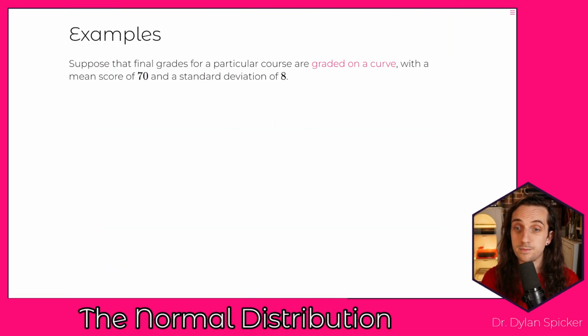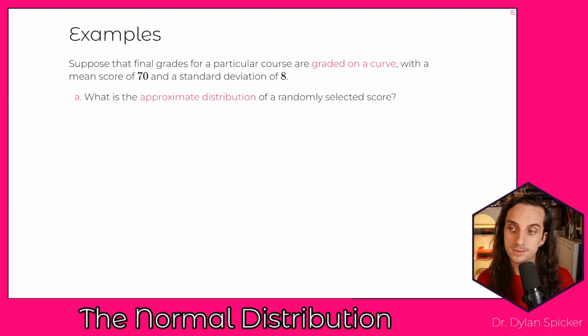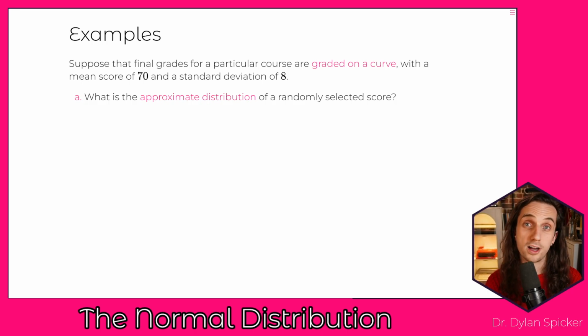So let's look at some examples from the normal distribution here. Suppose that final grades in a particular course are graded on a curve, so they follow a normal distribution. The mean score is 70 and the standard deviation is 8. What is the approximate distribution of a randomly selected score? We say approximate here because we're dealing with approximate normality.